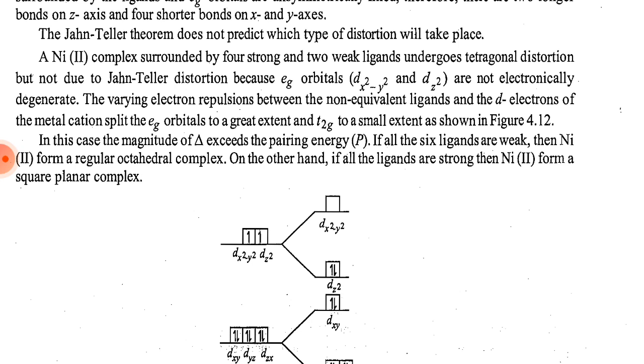The Jahn-Teller theorem does not predict which type of distortion will take place. A nickel 2 complex surrounded by 4 strong and 2 weak ligands undergoes tetragonal distortion, but not due to Jahn-Teller distortion, because the Eg orbitals, the dx2y2 and dz square, are not electronically degenerate. The varying electron repulsion between the non-equivalent ligands and the d electrons of the metal cation splits the Eg orbitals to a greater extent and the T2g to a smaller extent.